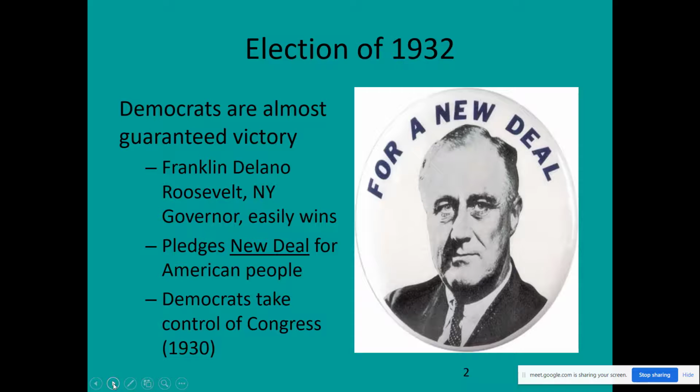The election of 1932. Democrats are almost guaranteed victory. Franklin Delano Roosevelt, a New York governor, easily wins. He pledges a New Deal for the American people, and the Democrats take control of Congress in 1930. Now, again, I'm emphasizing the U.S., but the Great Depression begins here. It starts to recover here, and this is going to have an effect all over the world.